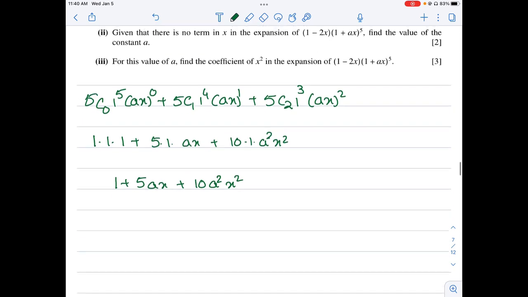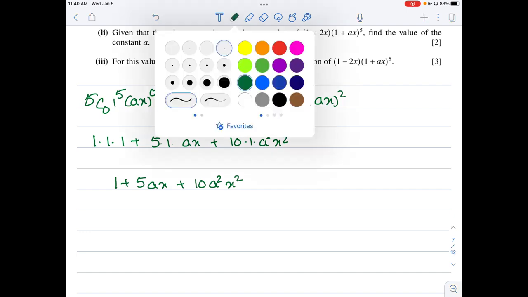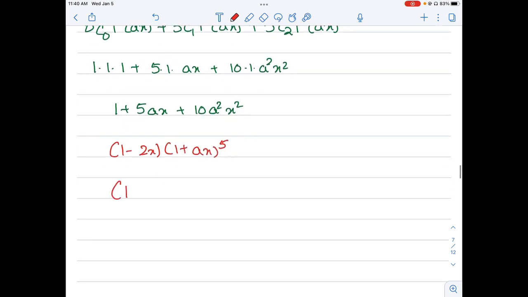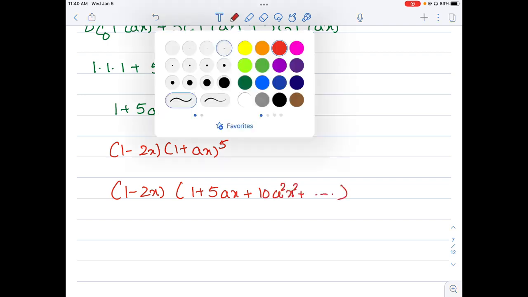Part 2. Given that there is no term in x in the expansion, find the value of a. What does it mean? The coefficient of x should be equal to 0. So first, we have (1 − 2x) times (1 + ax), and we can write 1 + ax as 1 + 5ax from the first part plus 10a²x². There is no coefficient of x.